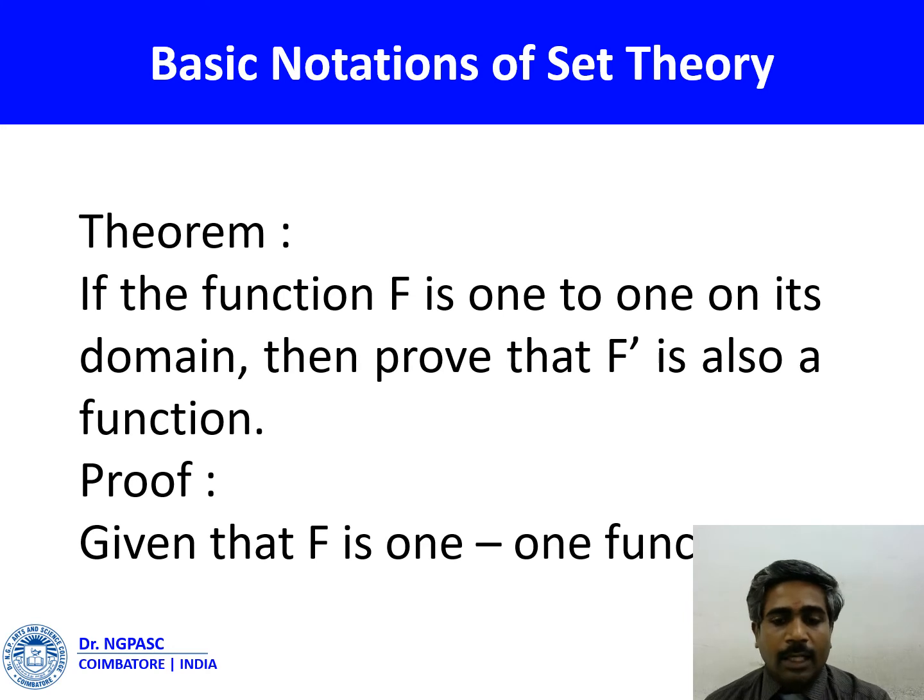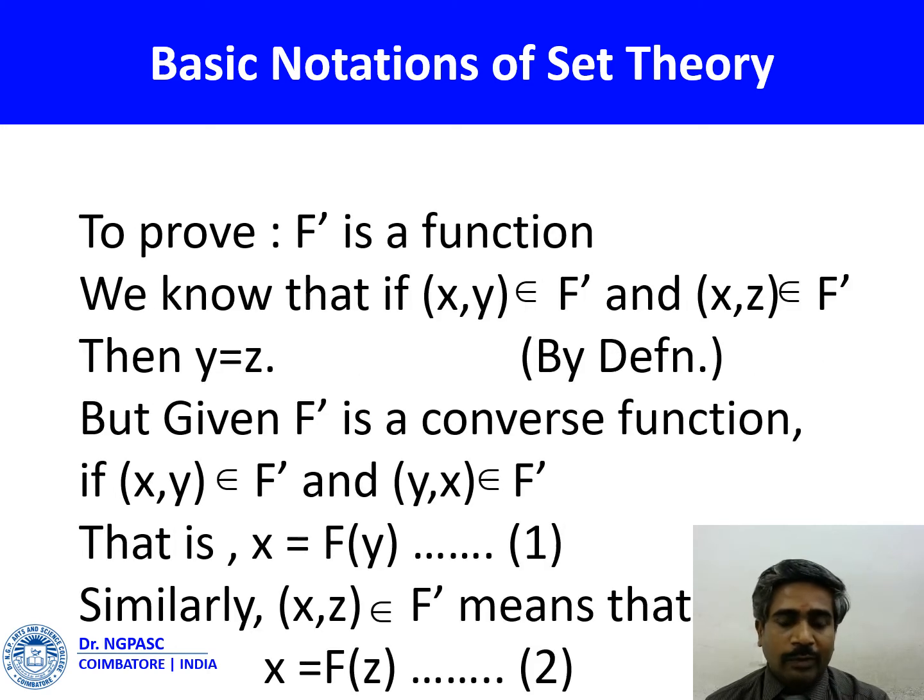Next, theorem. If the function f is 1-1 on its domain, then prove that f dash is also a function. So given is f is a 1-1 function, then we have to prove f dash, the inverse or converse relation, is also a function. Given that f is a 1-1 function, to prove f dash is a function, we know that if (x, y) belongs to f dash and (x, z) belongs to f dash, then y equal to z because it is a 1-1 function. So according to the 1-1 definition, (x, y) belongs to f dash and (x, z) belongs to f dash, then y equal to z, because x is the same number and y and z are different numbers.